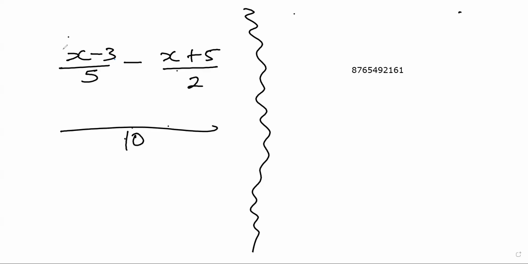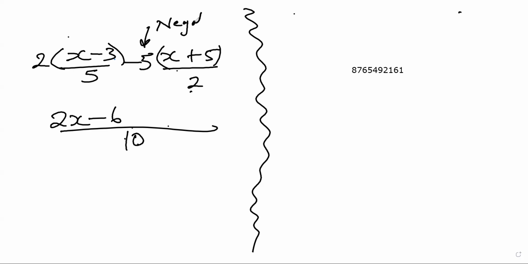5 into 10, 2 times. Still expand the bracket. 2 times x, 2x. 2 times negative 3, minus 6. 2 into 10, 5 times. You see this minus here? This is a negative 5 we're using. Sometimes students act like it's a positive. It's a minus 5. So minus 5 times positive x is going to give you a minus 5x. And minus 5 times positive 5 is going to give you a minus 25.